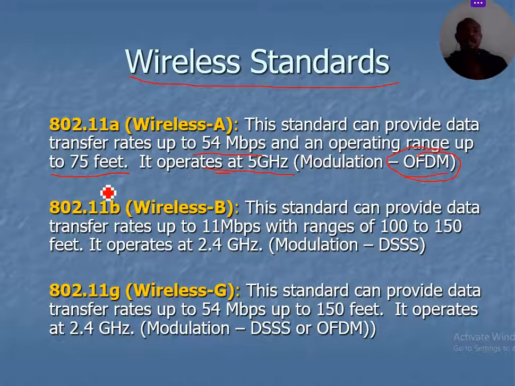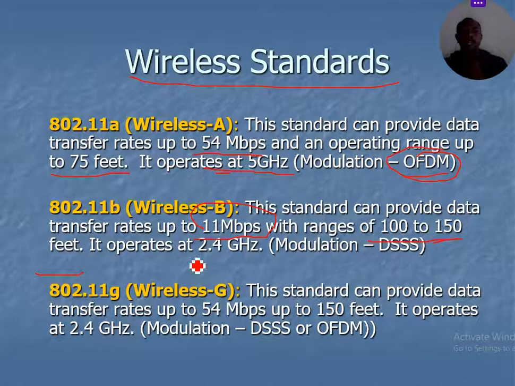And then we say the distance it covers, the wireless 802.11a can cover a distance of 75 feet at a speed of 54 megabit per second. Now let's talk about the second one, which is 802.11b. The 802.11b is called wireless B. This standard provides a data transfer rate of up to 11 megabit per second. The B covers 11 megabit per second with a range of 100 to 150 feet.